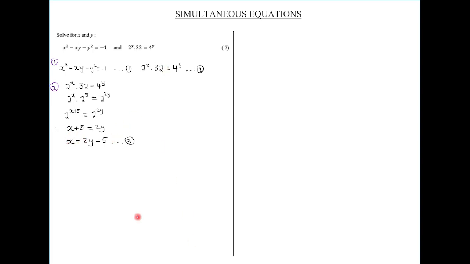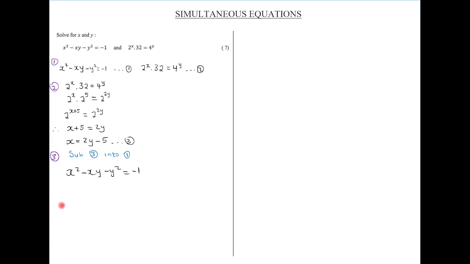So this means the next step is we need to substitute, right? We need to substitute this new equation into the equation that we basically didn't simplify further. In this case, it is equation 1. All right, now what is equation 1? Equation 1 is x squared minus xy minus y squared equals minus 1. So when I'm substituting, whenever I see x, I'm going to substitute 2y minus 5.